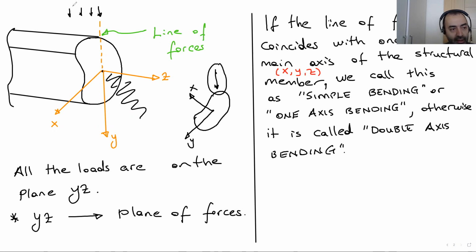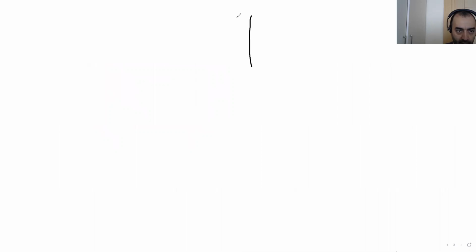But in the first example here, as you can see, if we have this type of force which is on the line of forces, we are going to have only one moment, which is around one axis. We will see this type of problems in the next stage, but we call it like this. Let's have a look at how the bending affects the structural members.